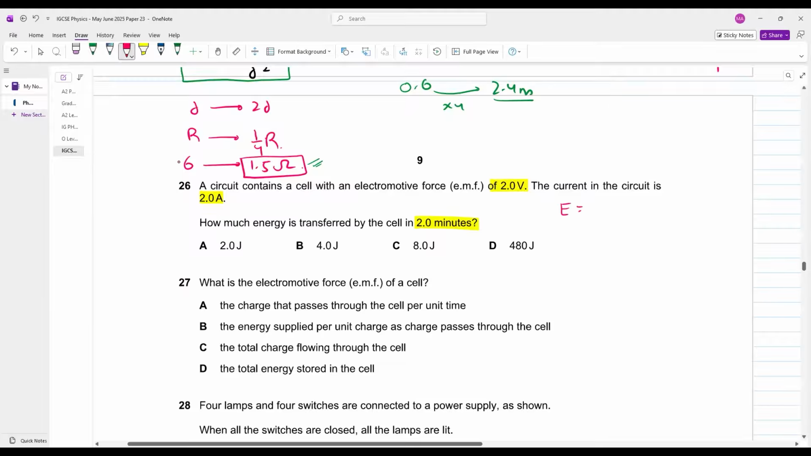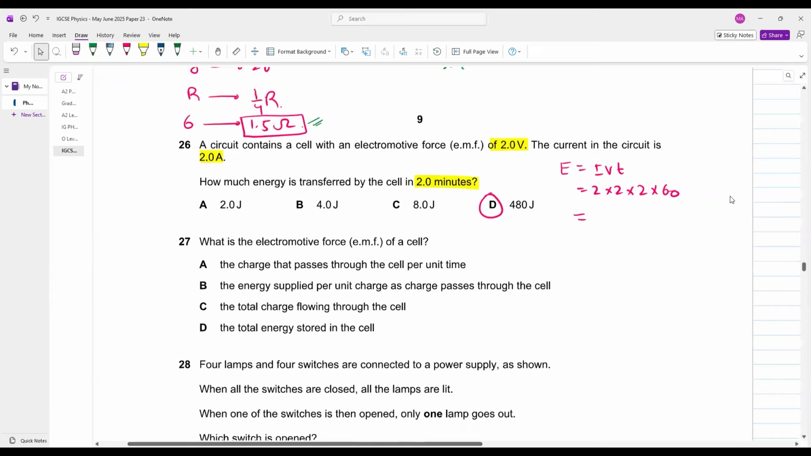एनर्जी का फॉर्मूला क्या होता है भाई? करंट इंटू वोल्टेज इंटू टाइम। करंट क्या है? 2, वोल्टेज क्या है? 2, टाइम क्या हो जाएगा? 2 मिनट्स, 2 × 60। ये क्या आंसर आ रहा है? I think 480 joules according to mental maths comes out to be the answer, है ना? 480 joules आ रहा है। Yes, E is your answer.